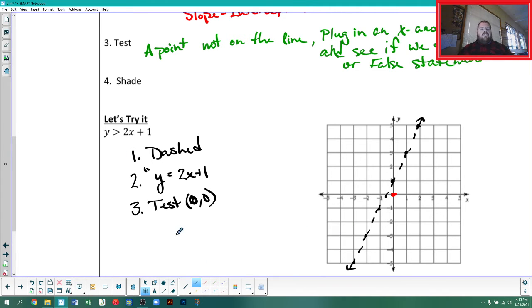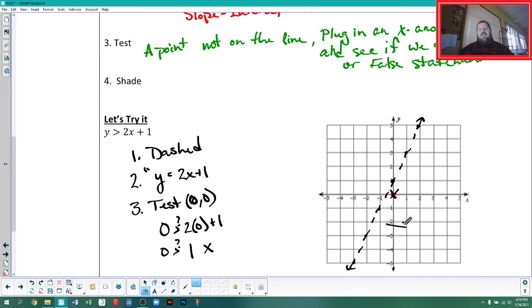And so what do I do for that? I'm going to plug 0 in for y, and I'm going to say, is that greater than 2 times 0 plus 1? Well, 2 times 0 plus 1, that's going to be 0 plus 1 or just 1. That is not correct. Okay, that is a false statement.